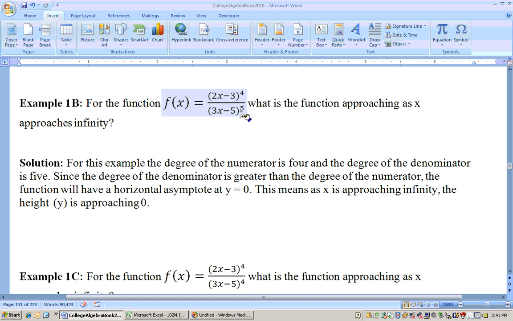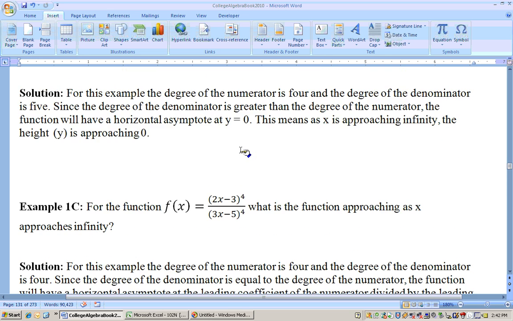On this problem, it says for this function where the numerator is to the 4th power and the denominator is to the 5th power, what is the function approaching as x approaches infinity? Well, this is asking what's going on in the long run and when x gets large. Well, that's a horizontal asymptote question. Now, on this particular problem, the power of the denominator is greater than the power of the numerator, so this function has a horizontal asymptote on the x-axis. In other words, it has a horizontal asymptote at y equals 0. So the function is approaching 0, because it has a horizontal asymptote at 0. Now, we could not do this problem on Excel because the power is too large.